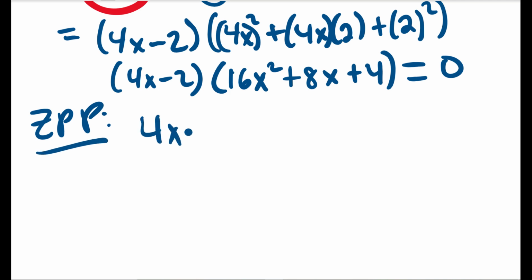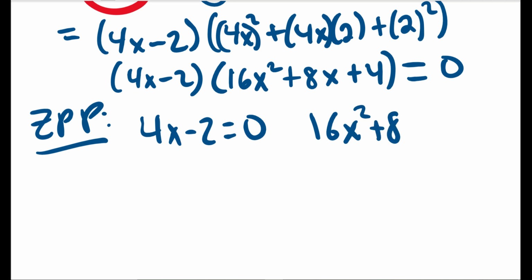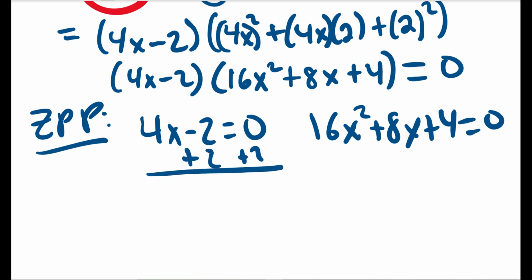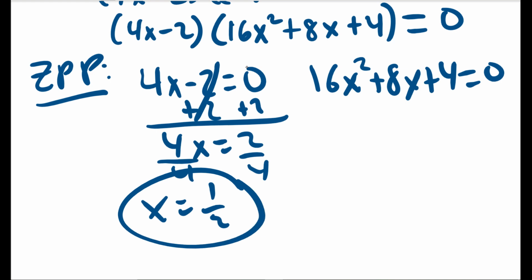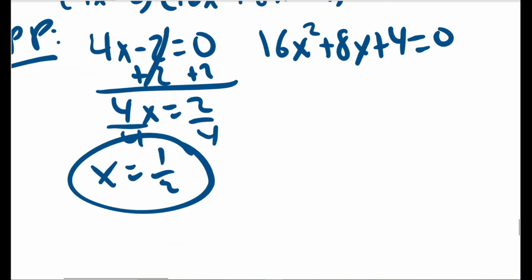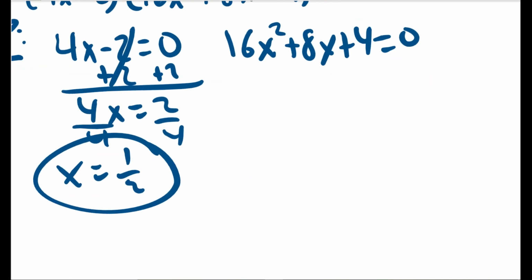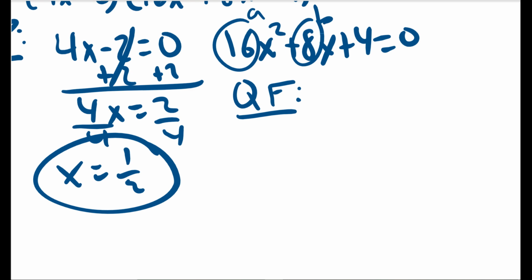So we have 4x minus 2 equals 0, and then we have all this mess equal to 0. So let's solve this one. This one's pretty easy. Add 2 to both sides, and then divide by 4, and that's one of your solutions. All right, that one's done. Now this one, you have to use the quadratic formula. So that's A, that's B, and that's C.